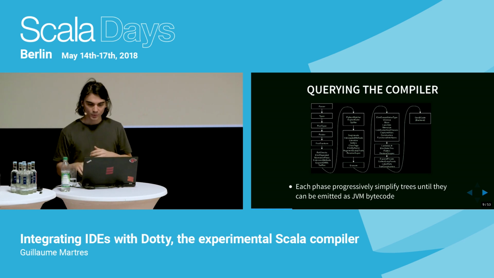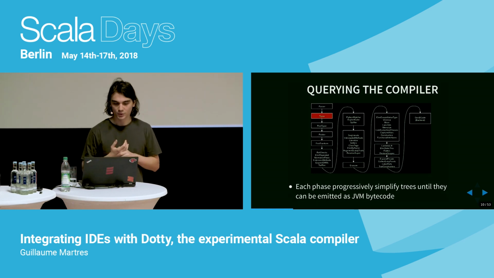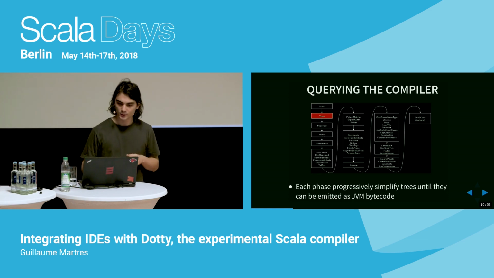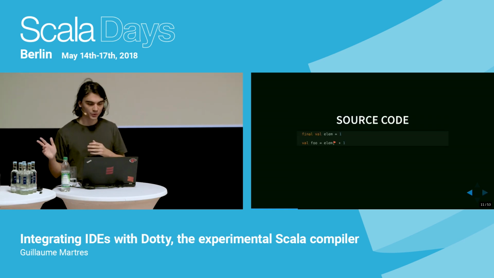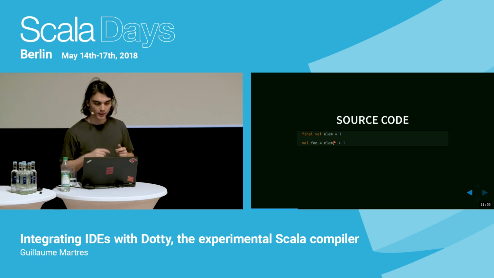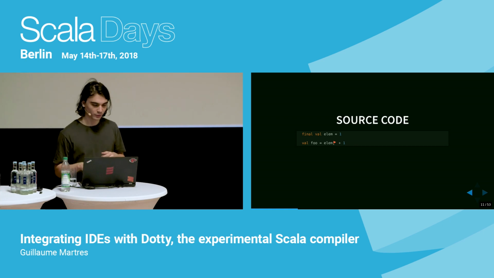If you want to query the compiler, you mostly care about the typer phase, and I'll explain why shortly. So imagine you have some source code, very simple source code. You have a final val which is called lm, its value is 1, and you have some other val foo which refers to lm.